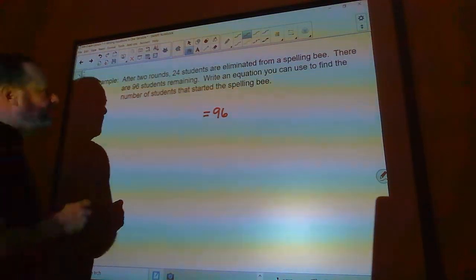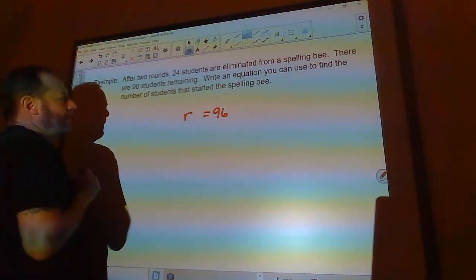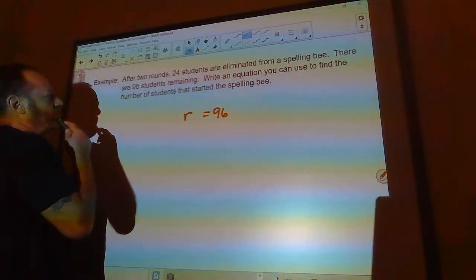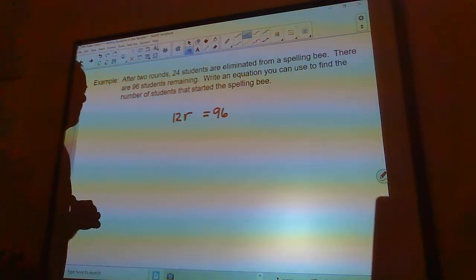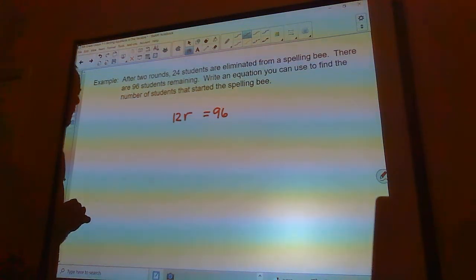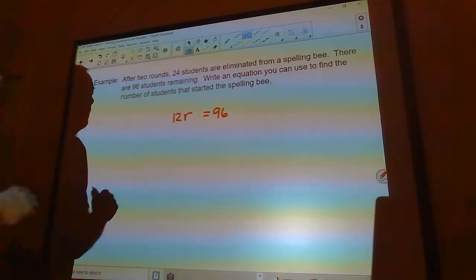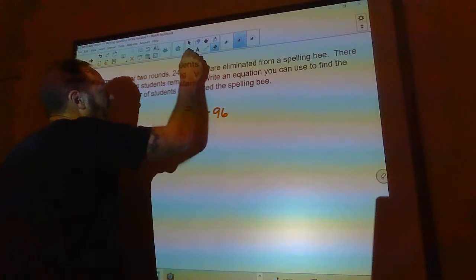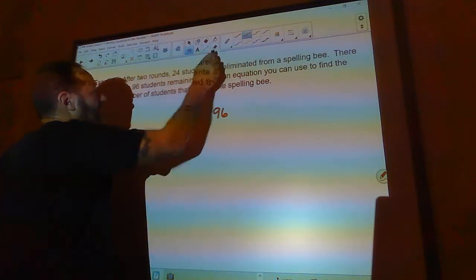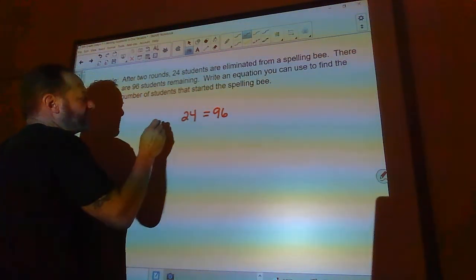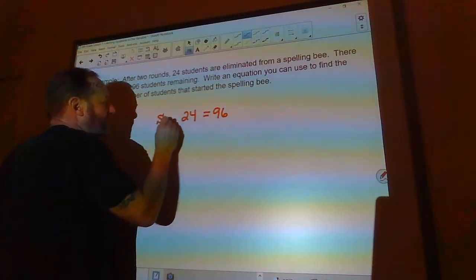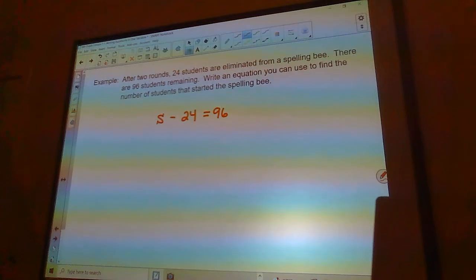Okay, and we're going to use R for the number of rounds. And let's see. We would do 12 students per round. And so 12 students per round is what got eliminated. Oh no, here's what we're going to do. It's not going to be per round. That's not our variable. It's going to be 12 times 2, or actually it's just going to be 24 because we don't know that 12 got eliminated in each round. So some number, the number of students, we'll call it S, minus 24 students leaves 96 students.